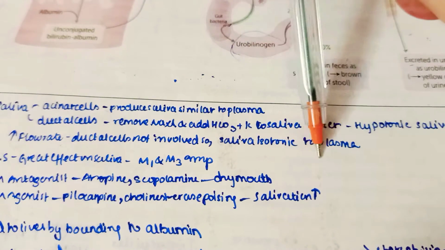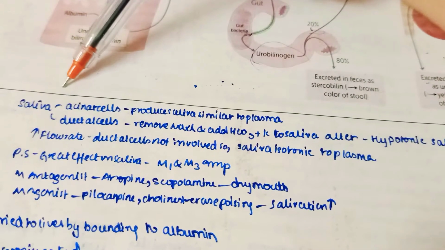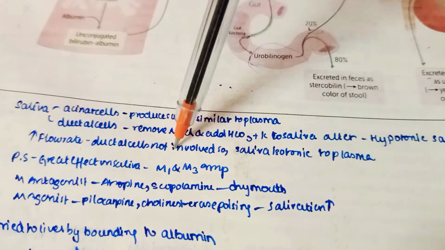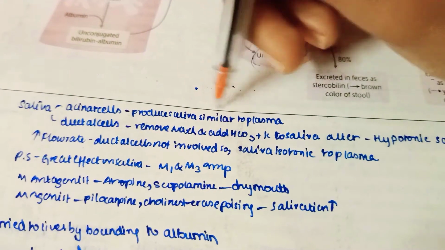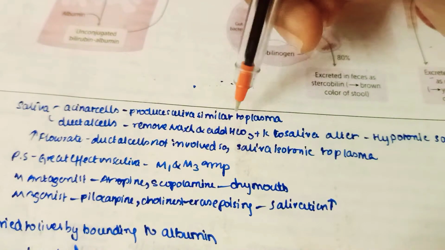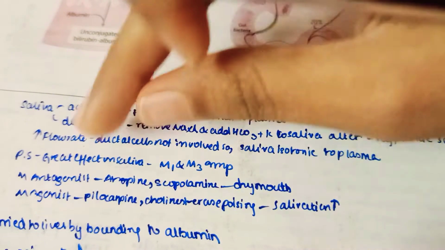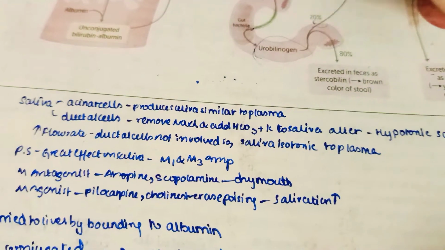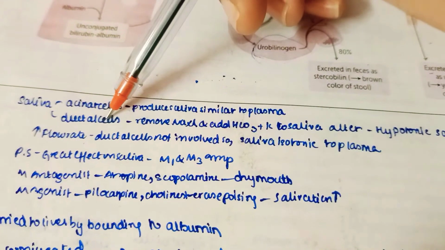So saliva is isotonic to plasma. So whenever there is more flow rate, ductal cells are not involved. So it will be similar to plasma, because in acinar cells, saliva is similar to plasma. Ductal cells only modify the saliva, that is, they make the saliva hypotonic.